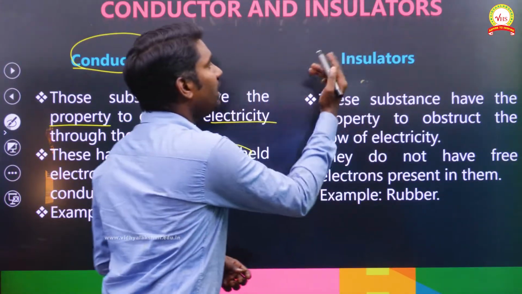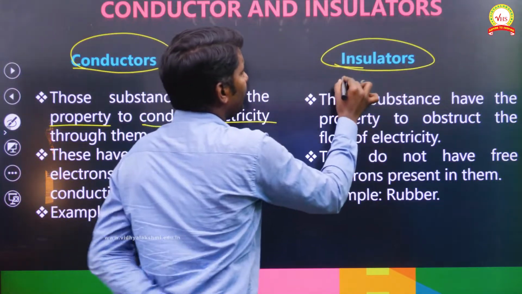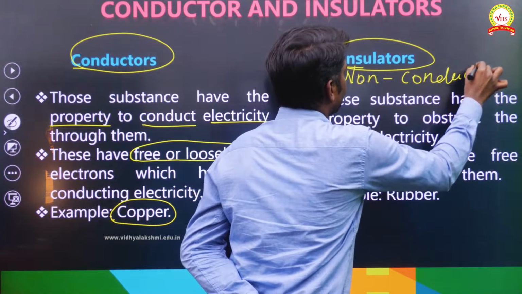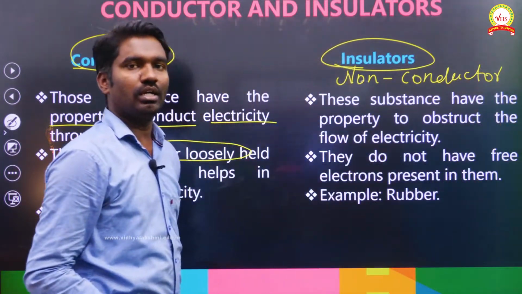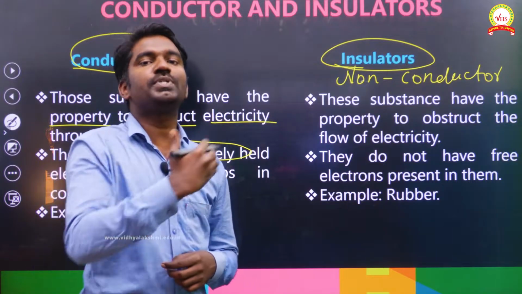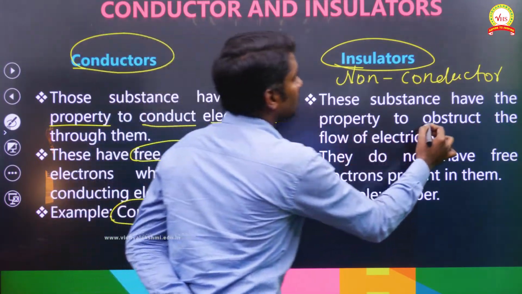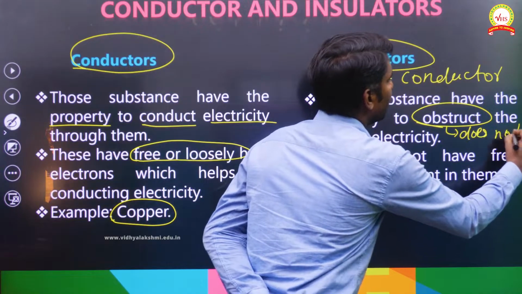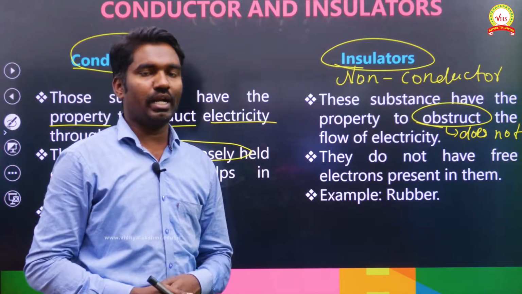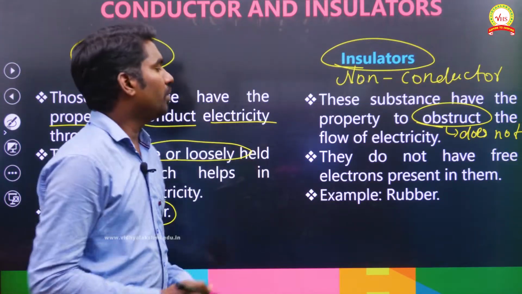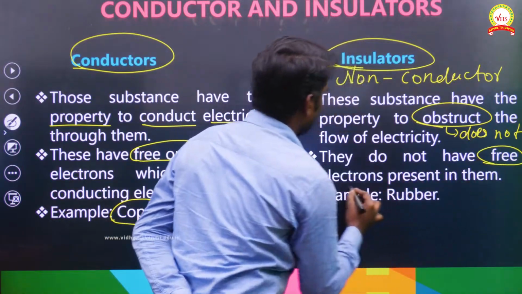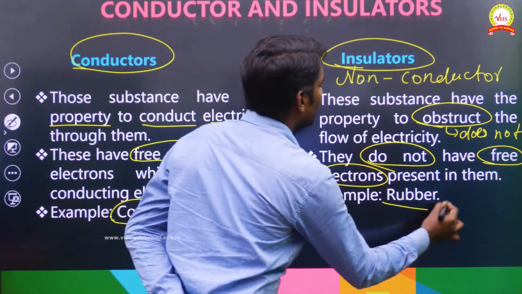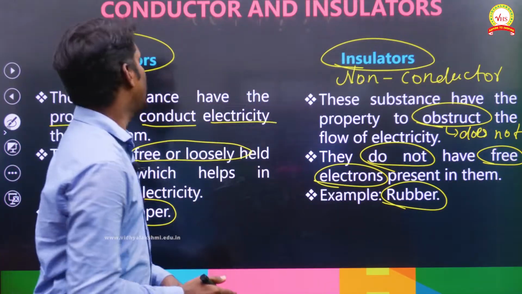The next material is the insulators. We can also call insulators non-conductors. These are the materials which obstruct the flow of current, that means they do not allow the flow of current in them. Why do they not allow the flow of current? Because they do not have any free electrons. Clear? For example, rubber is a type of insulator.